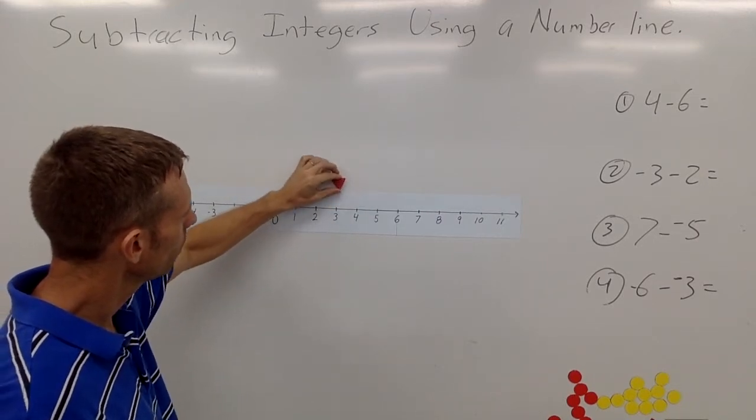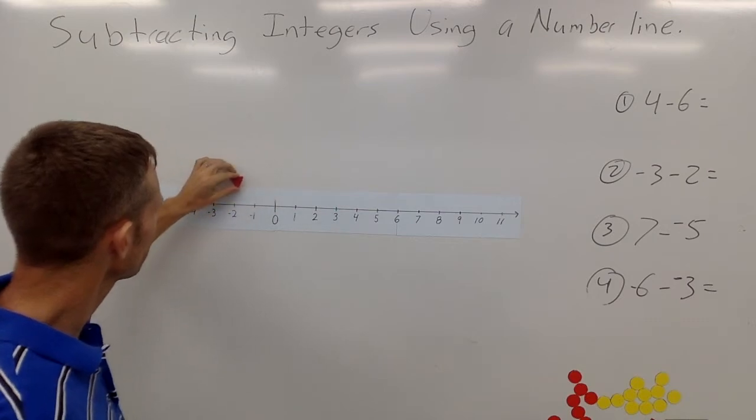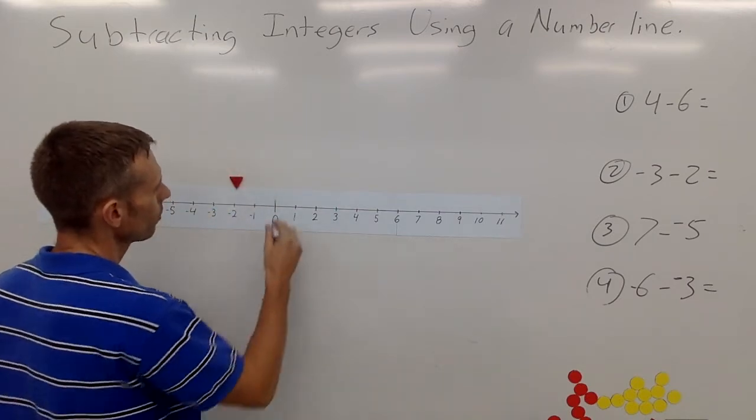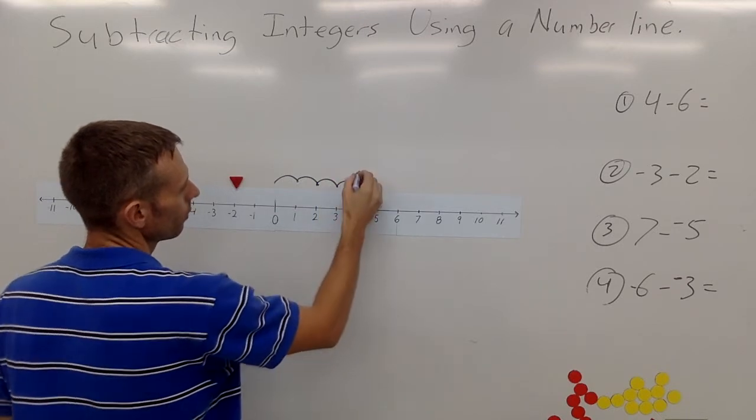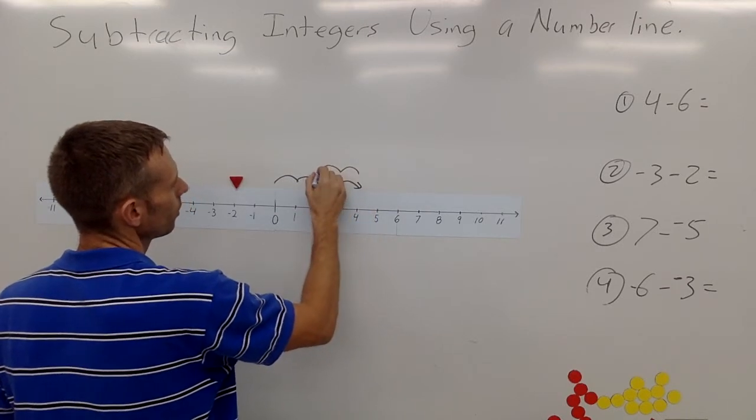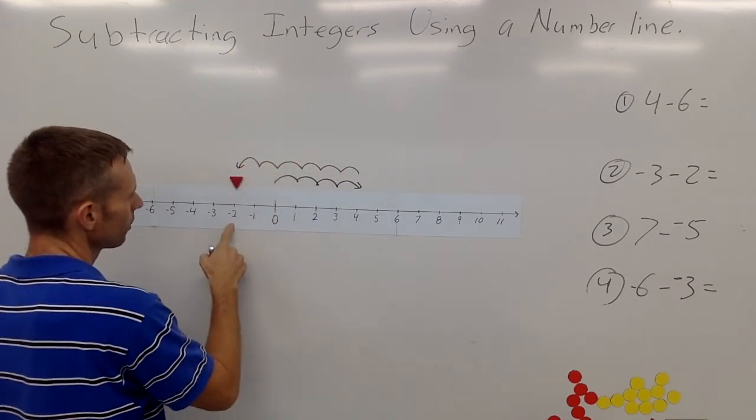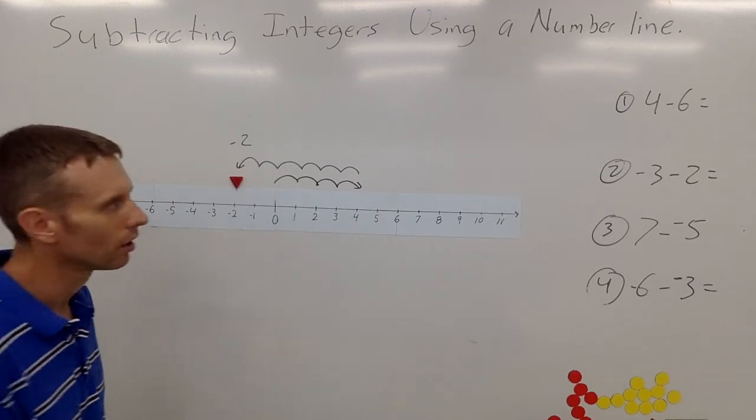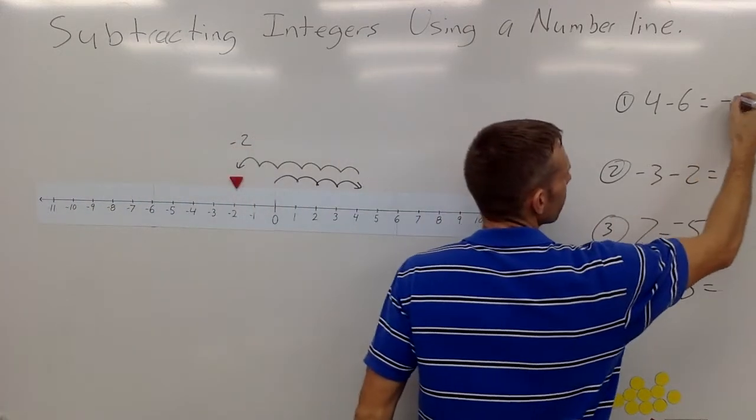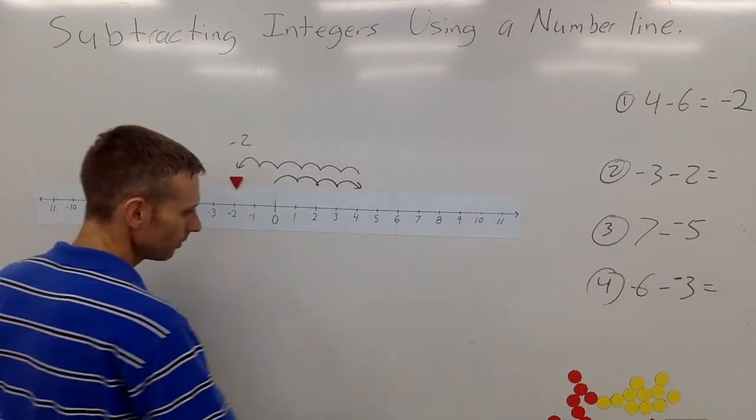So I'm going to go 1, 2, 3, 4, 5, 6. And actually, let me even draw that out for you. 1, 2, 3, 4 is where we went first. And then we went back 1, 2, 3, 4, 5, and 6, and we're left with negative 2. Okay, so 4 minus 6 is negative 2. So far, so good.